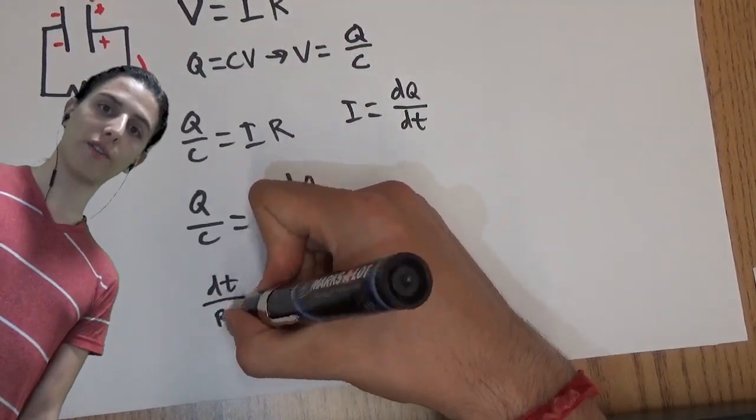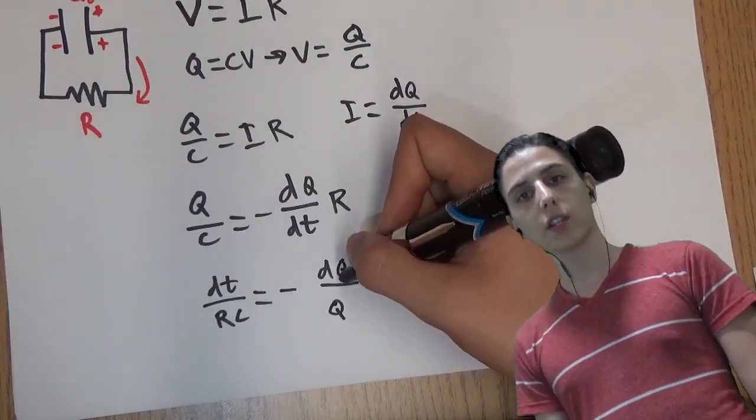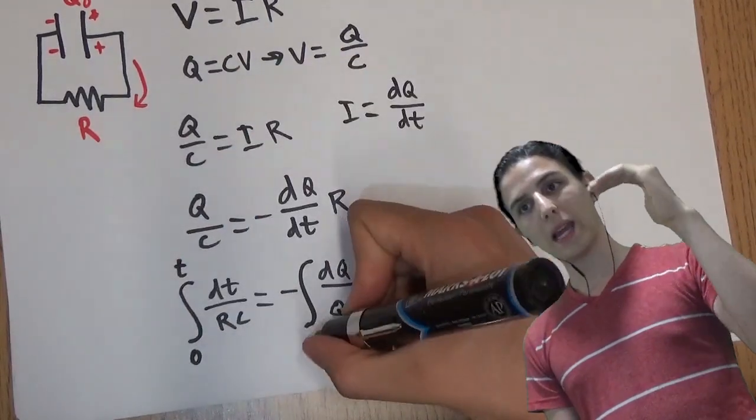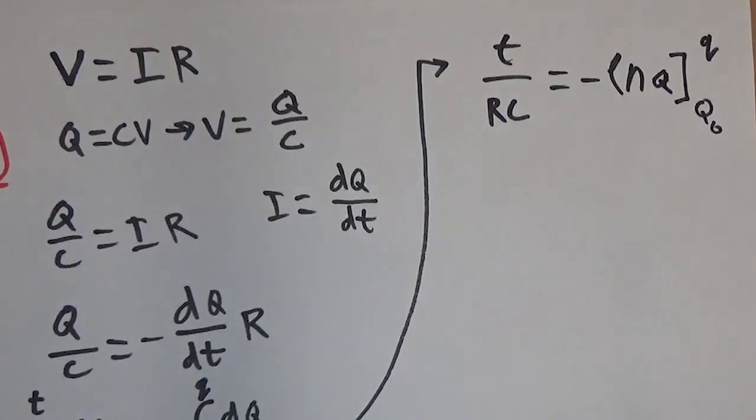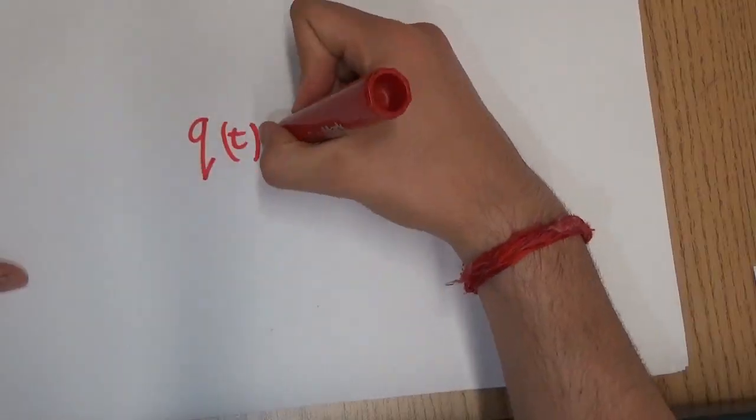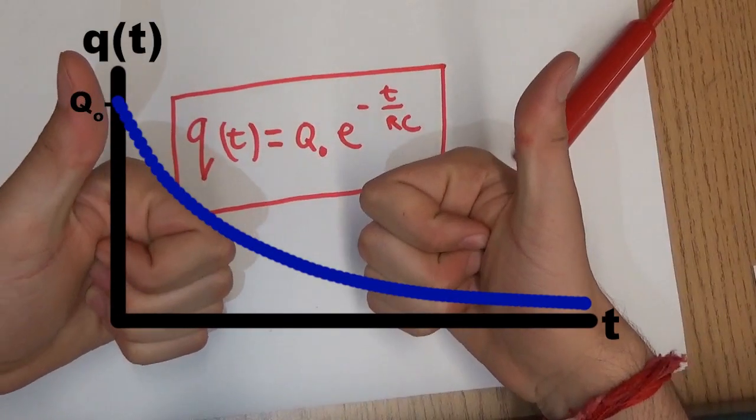Now, let's rearrange the variables and solve the resulting differential equation. The bounds of integration are from 0 to variable time t and from Q0 to some charge Q. And thus we get exponential decay.